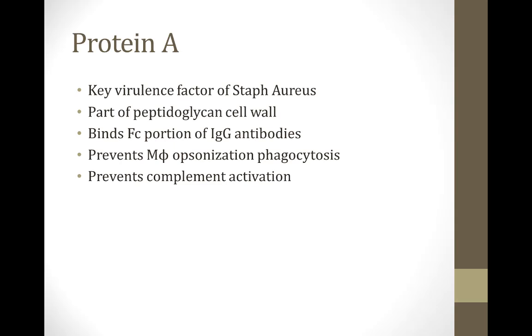Some bacteria have an important virulence factor that protects them from antibodies, and this is called protein A. It's especially important for Staph aureus. You can just remember the A is for Staph aureus. Protein A is part of the peptidoglycan cell wall of Staph, and it binds the Fc portion of IgG antibodies. So if you have a bacteria here that is Staph aureus, what IgG antibodies will normally do is come in and bind to the surface, and they will adhere like this. And this portion out here, which is called the Fc portion, can attract macrophages and other phagocytes.